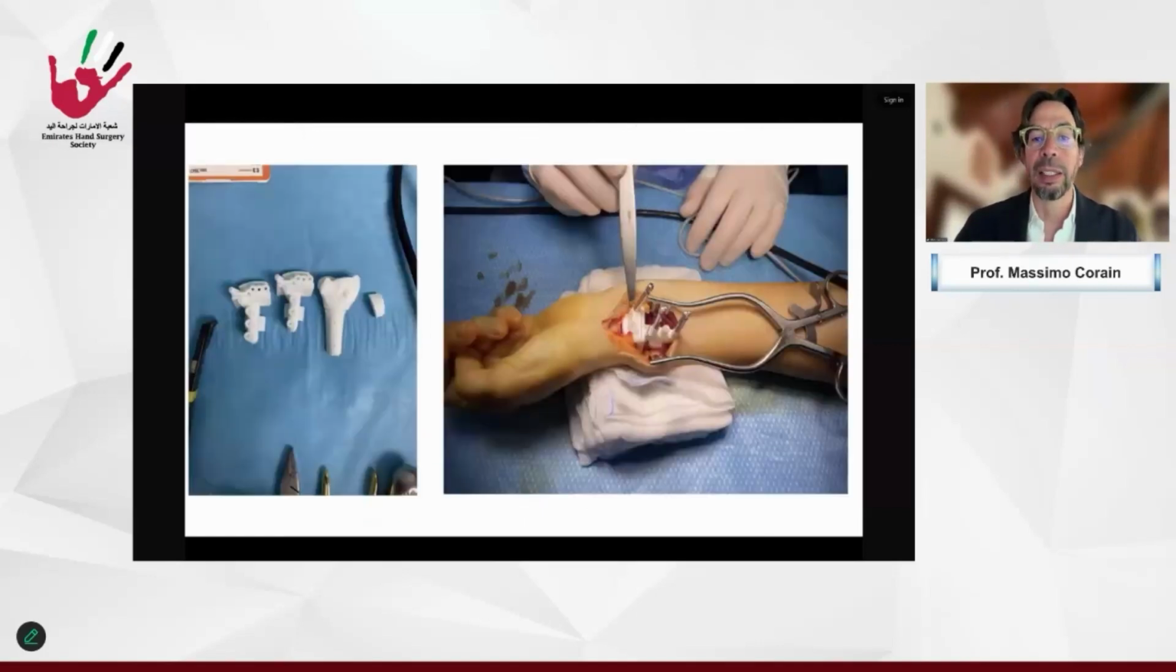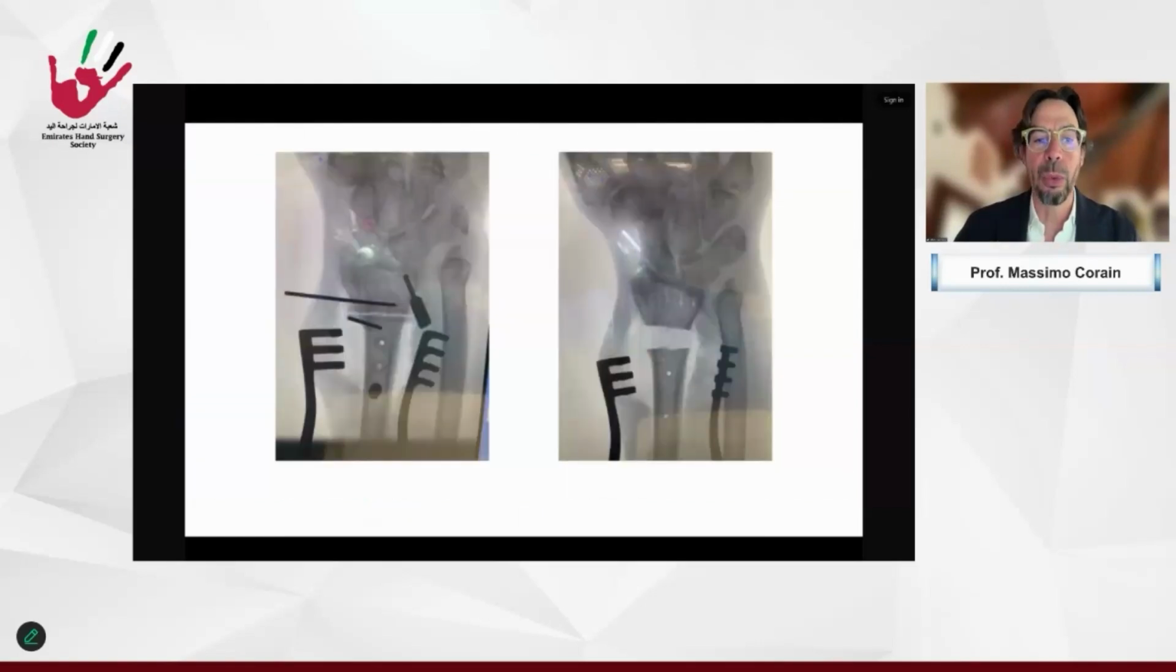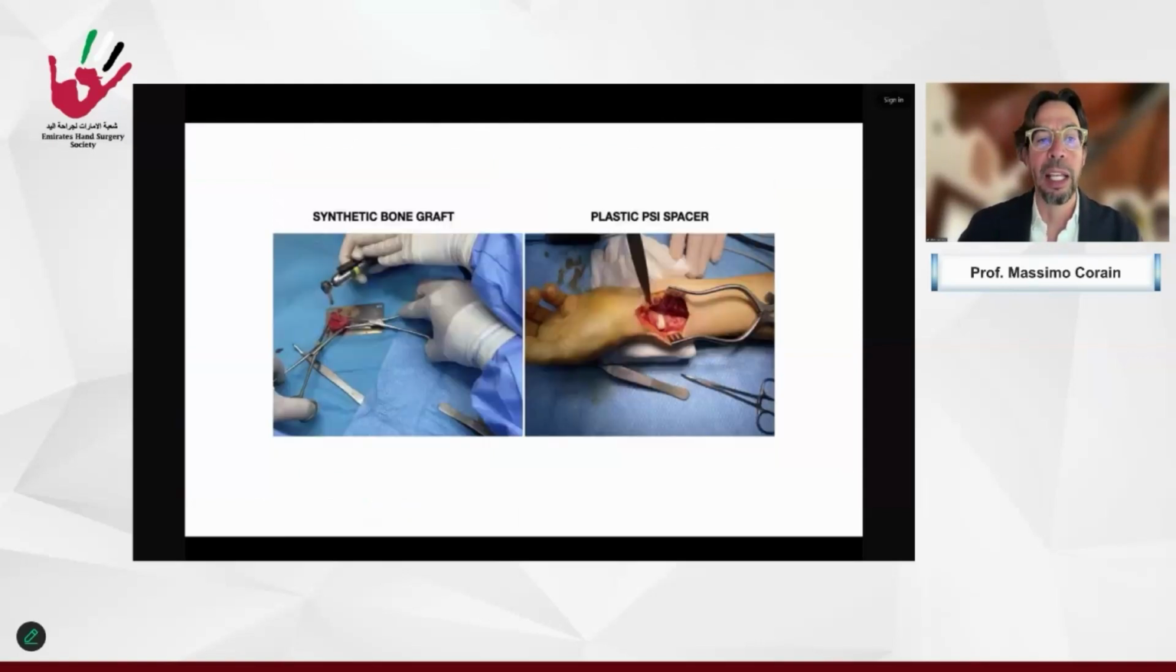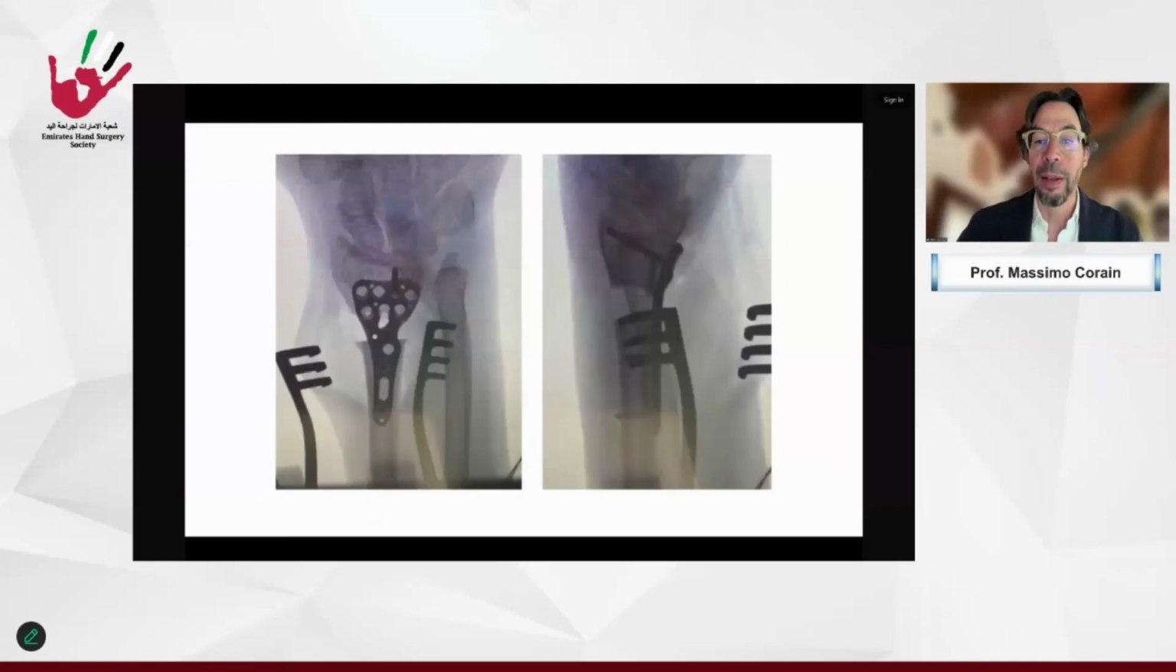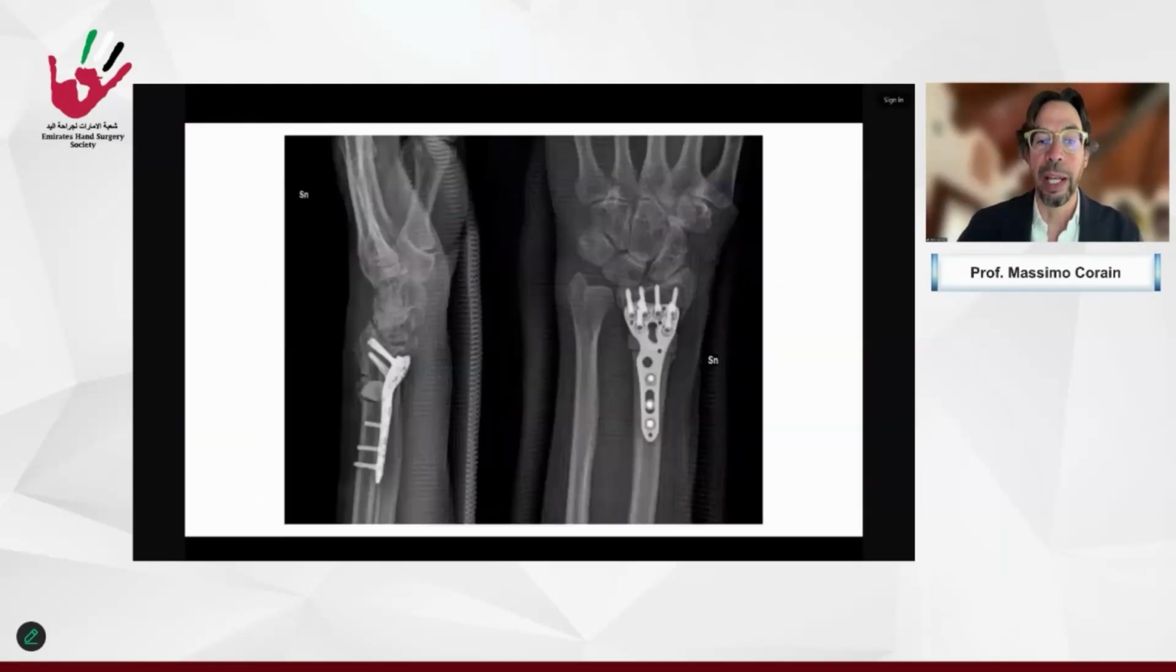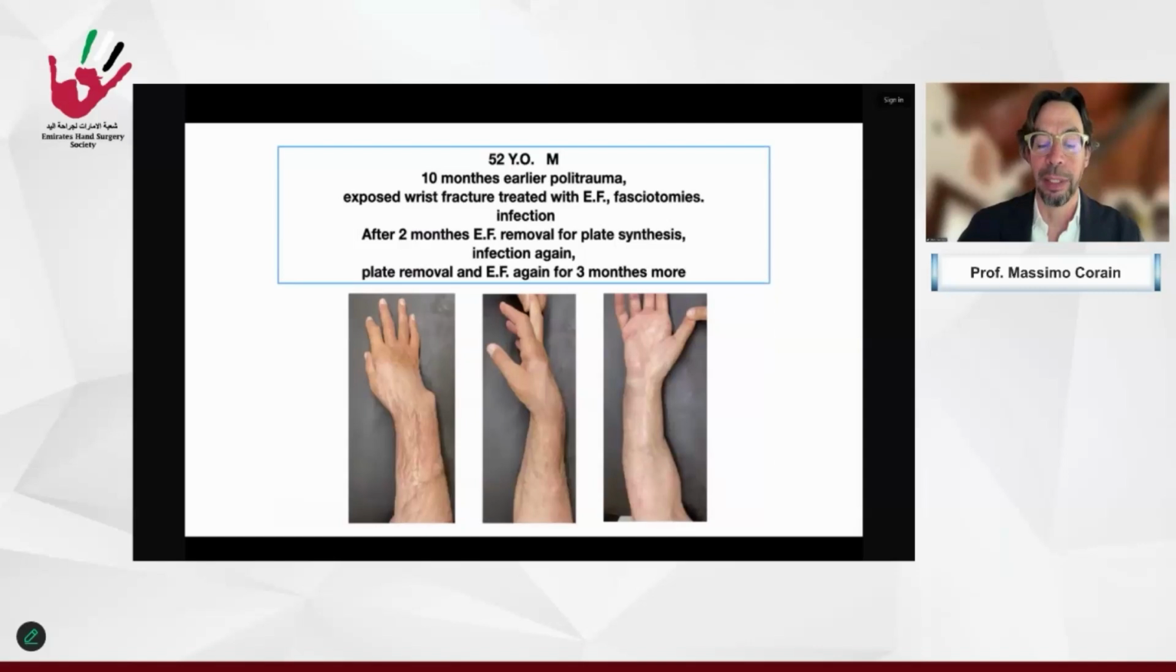These are some intraoperative surgical steps with the template that is radiolucent, so I can check the osteotomy line, the lengthening of the osteotomy site, the bone graft that has to be shaped like the plastic spacer, and then fixation in the correct way as we have planned with the template.